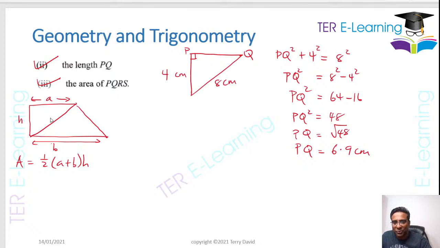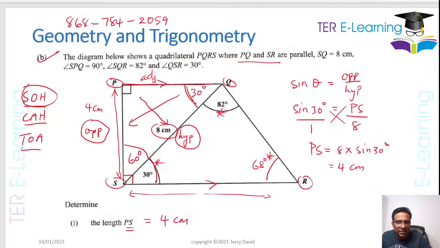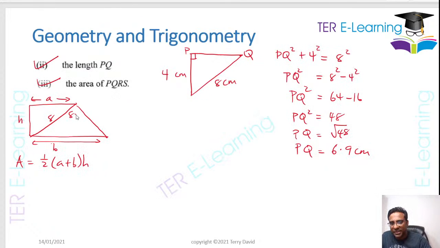Based on what we know on the diagram, we already know what H is. H is 4 centimeters. We also know what PQ is. PQ is 6.9. So the only thing we don't know is this length here. But this is what we do know. This here is 8, and in terms of angles, we have 82, 30, and 68. So this is 82, this is 30, and this here is 68. We have all the angles inside the triangle and one side here. Let me just label this: P, Q, R, and S. Now if I figure out what SR is, then it's easy for me to work out the area of the triangle.